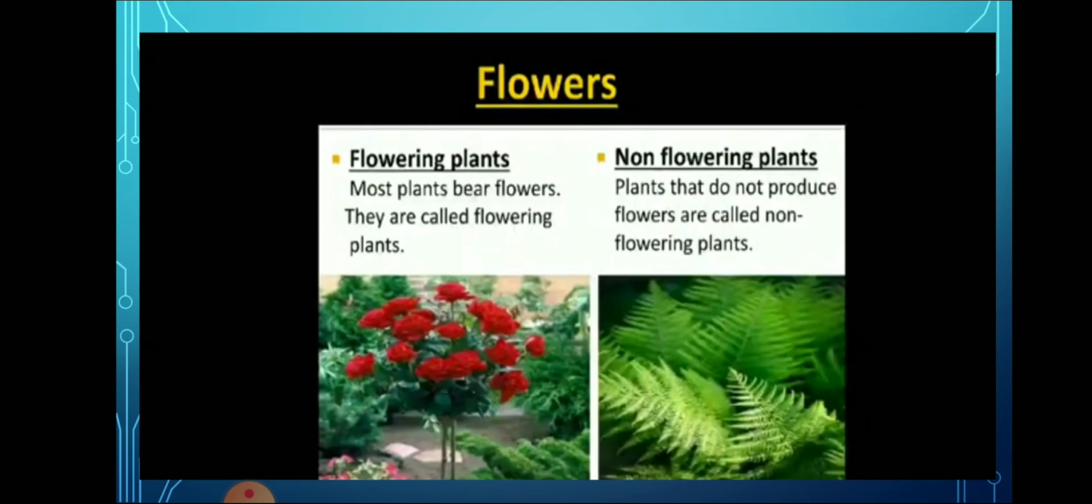Flowers. Flowering plants and non-flowering plants. Actually, we divide plants into categories also according to flowers. Some plants are flowering plants and some plants are non-flowering plants. So let's see what are flowering plants. Most plants bear flowers. They are called flowering plants. Non-flowering plants, plants that do not produce flowers, are called non-flowering plants.